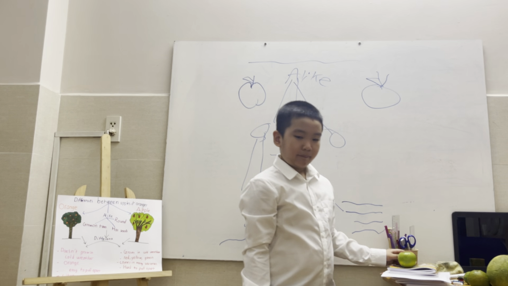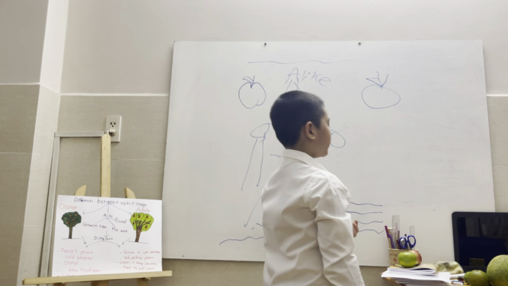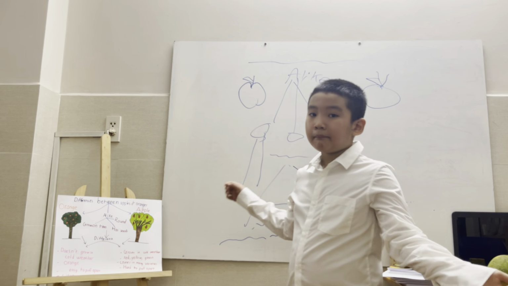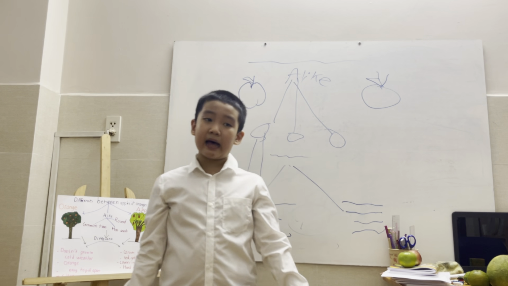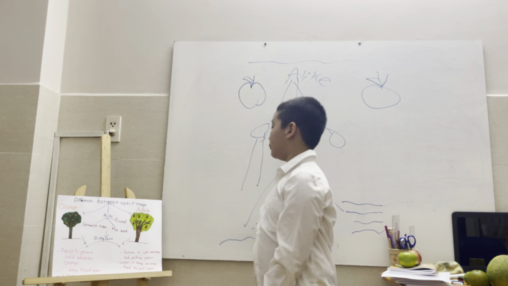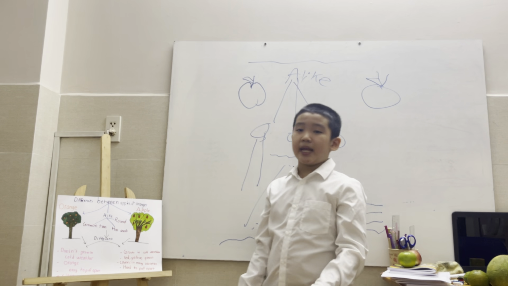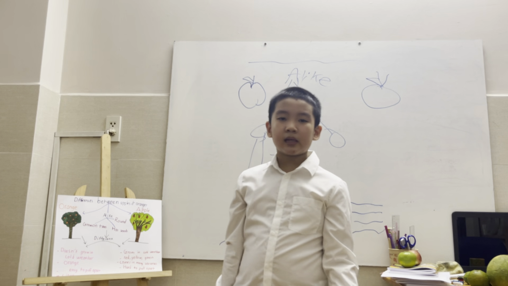And as you know, apples can also come in orange. But in Vietnam, where I am, we don't have any yellow apple. But maybe in America, they have yellow apples.